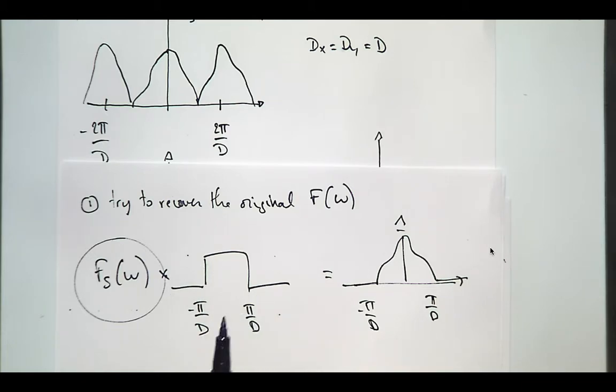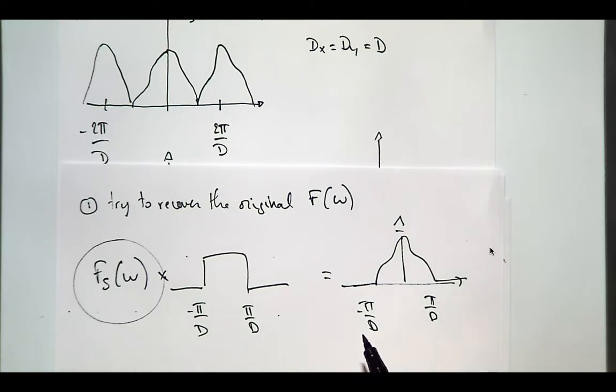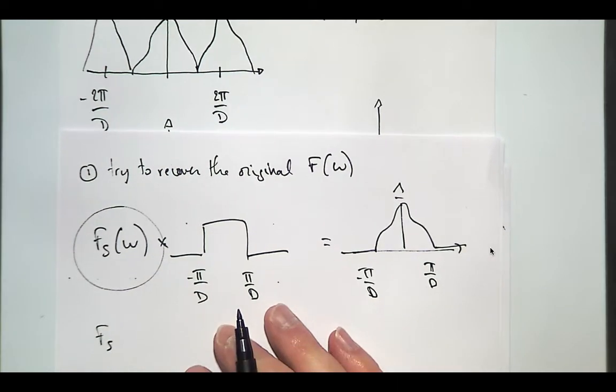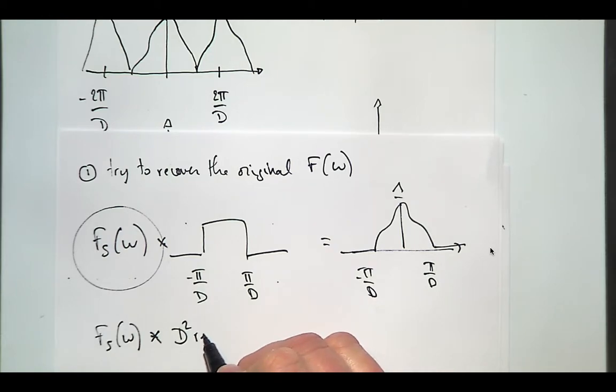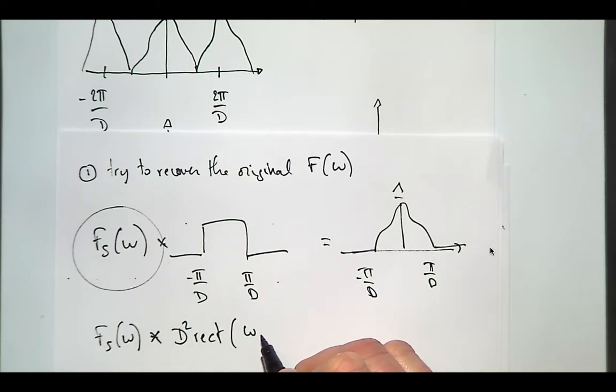There's one thing we need to do again, because remember, sampling has two effects. It has the effect of replicating the spectrum, but also the effect of scaling it down. So we also need to rescale by a factor to bump it up to the level we were at before. The exact formula would be multiplied by d squared, so in 2D it would be d squared times rectangle of omega.